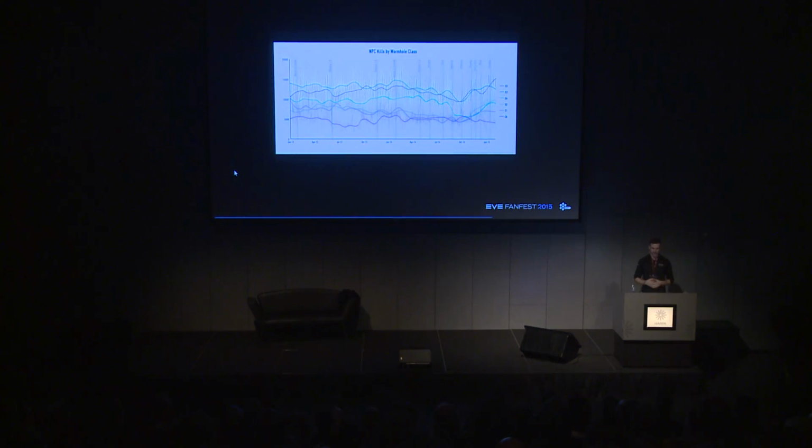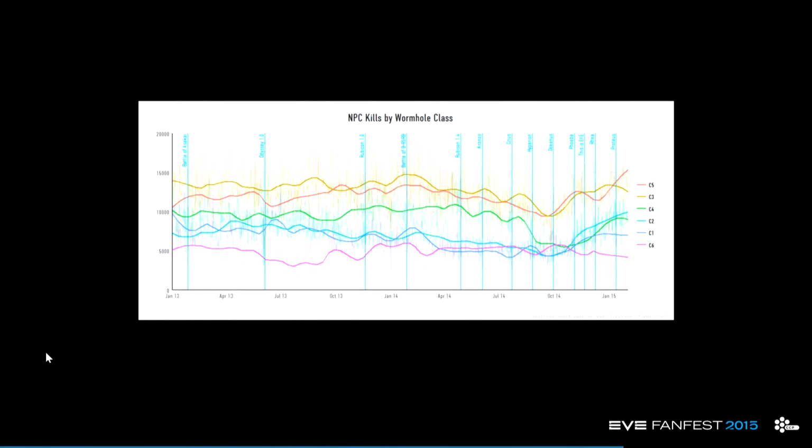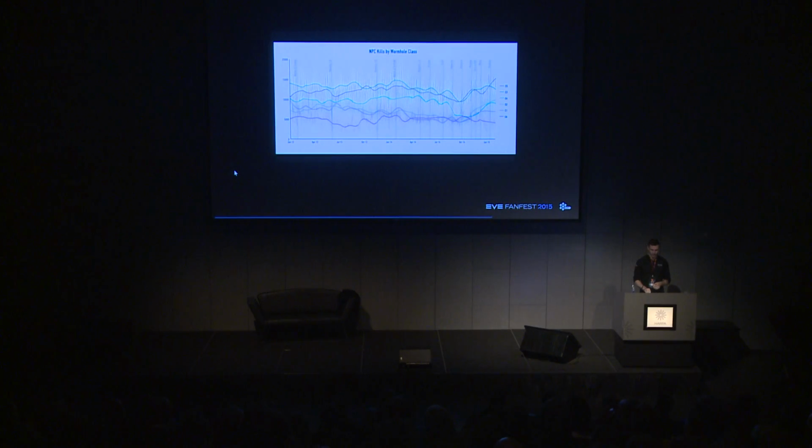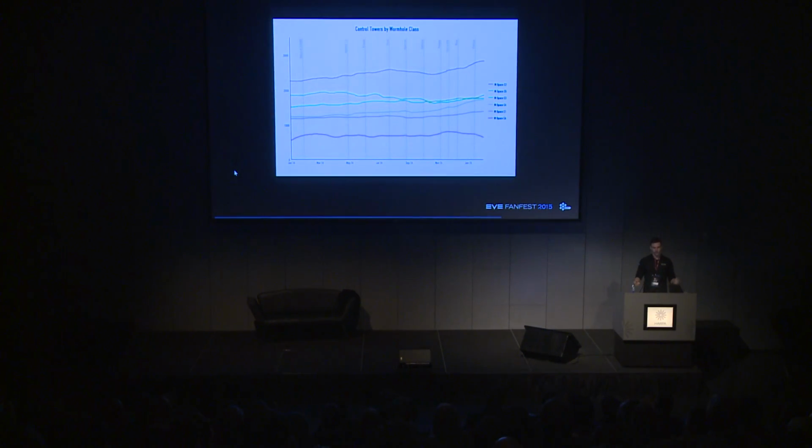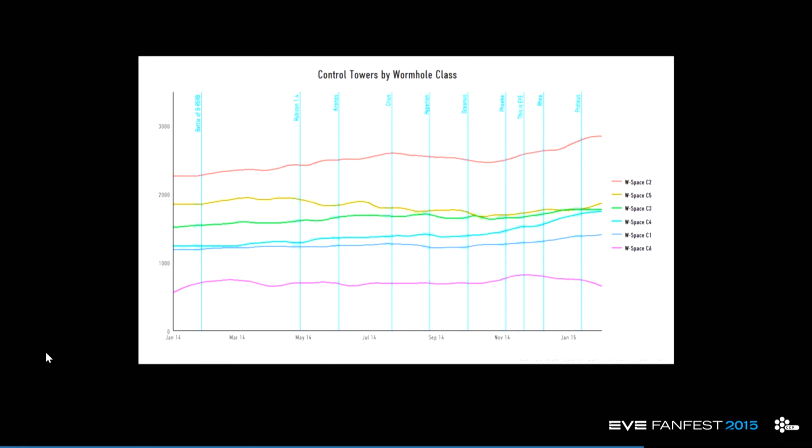Then we have NPC kills by wormhole class. Wormholers will love this. The CSM has had a glimpse of some of these graphs. A lot of the kills are in C5, followed by C3. Ship deaths. This is something I was just playing with, just the ship death profile by wormhole class. Control towers by wormhole class. So you have their C2 at the very top, followed by C5.